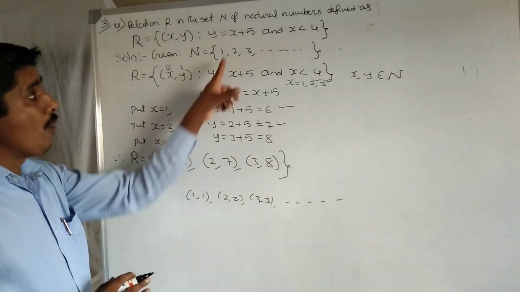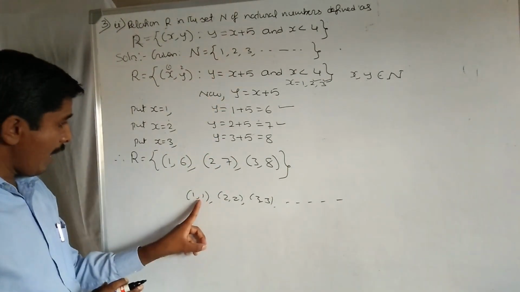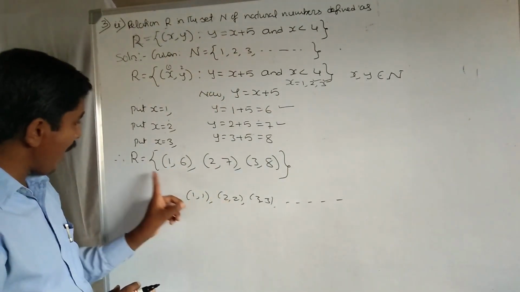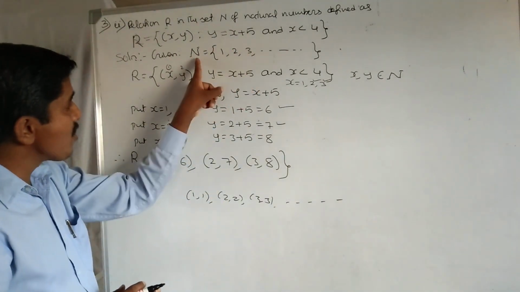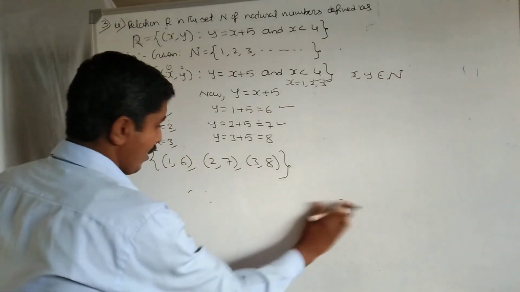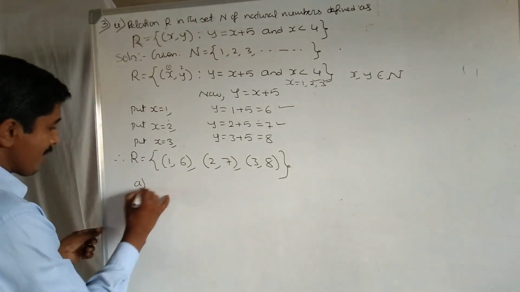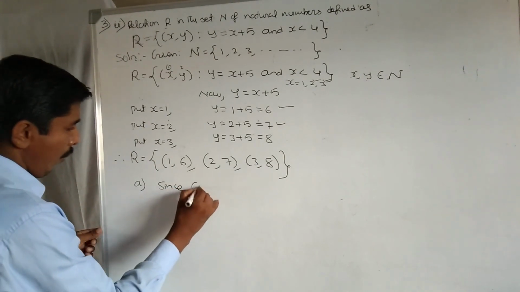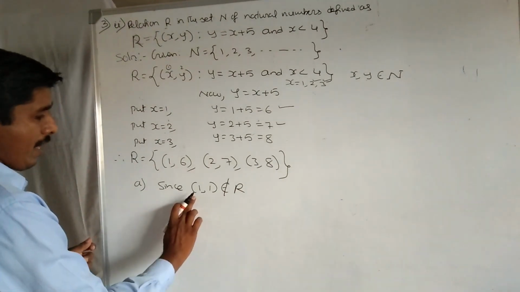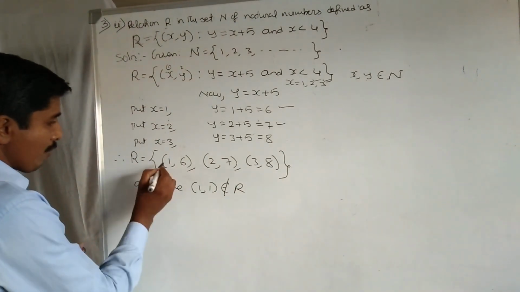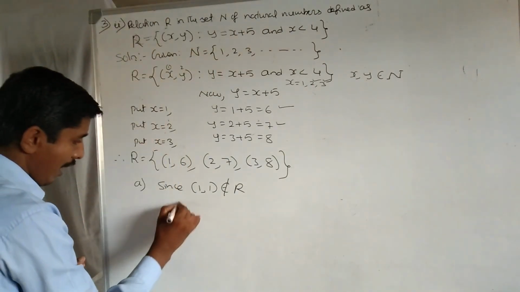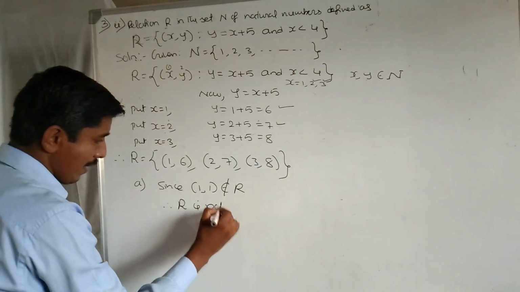Correct. Here 1 belongs to N, but (1, 1) does not belong to the relation. 2 belongs to N, (2, 2) does not belong to the relation. 3 belongs to N, (3, 3) does not belong to the relation. Therefore, it is not reflexive. The easy way I am writing: since (1, 1) does not belong to R, because 1 belongs to set N, therefore R is not reflexive.